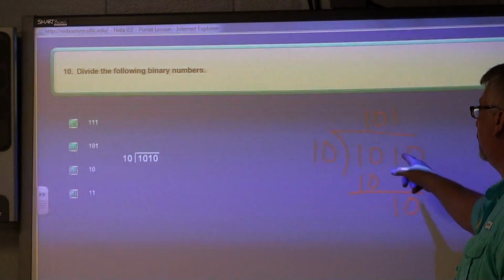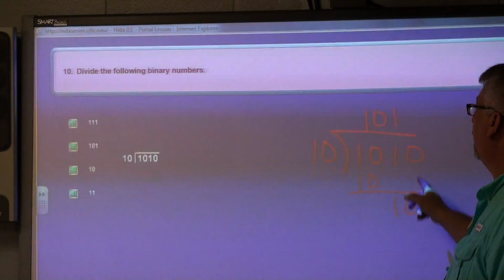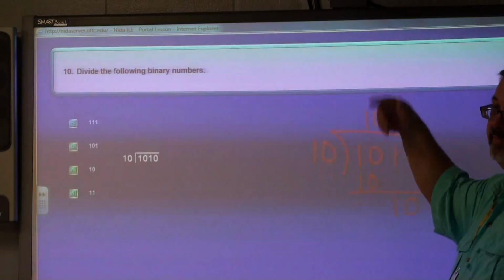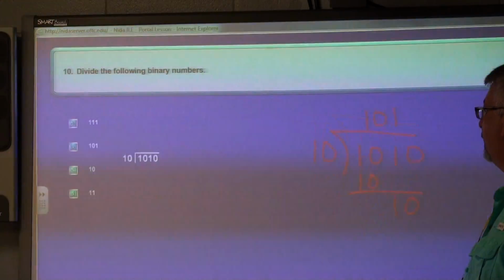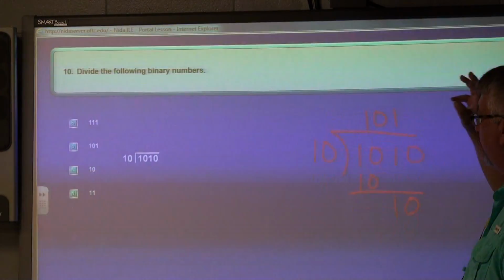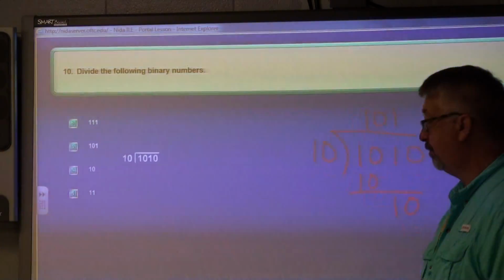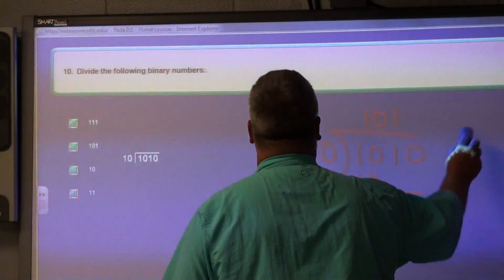8, 4, 2, and 1, that's 10. Divided by 1, 2, that's 5. 1, 2, and 4, 1, 4, 5. So 10 and 10 gives us 101, or 10 divided by 2 in decimal gives us 5, which is 101 in binary.